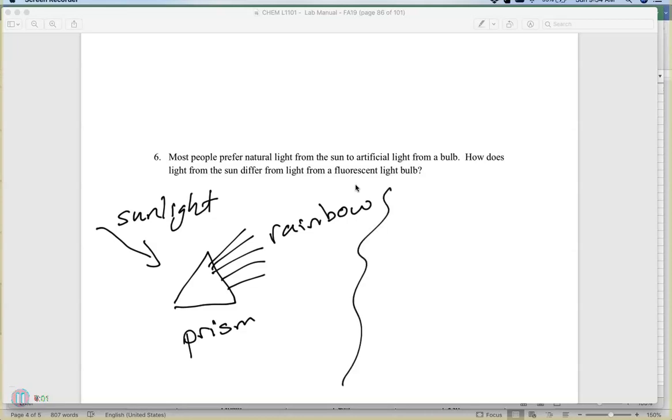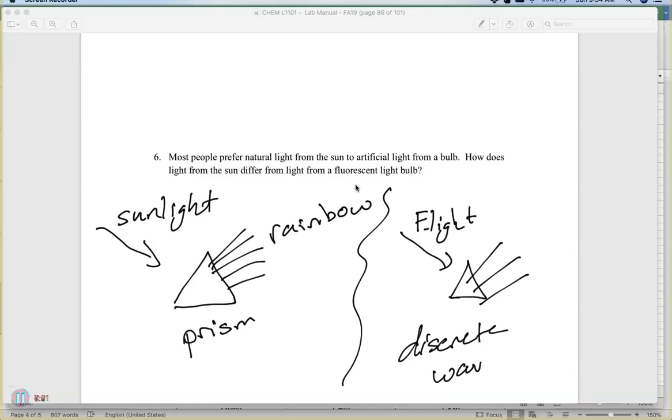A fluorescent light, however, I'll call that F light. It looks like flight, right? You pass that through a prism, and what we'll see, it'll be discrete wavelengths. So basically, it's humans' attempt to approximate sunlight. So if you have an incandescent bulb, yeah, that's just hot, so that's why it's a softer, whiter light. Fluorescent lighting, we're limited by physics and chemistry, and so only certain wavelengths can be given off when you pass electricity through a gas, and that's why you're seeing discrete wavelengths.